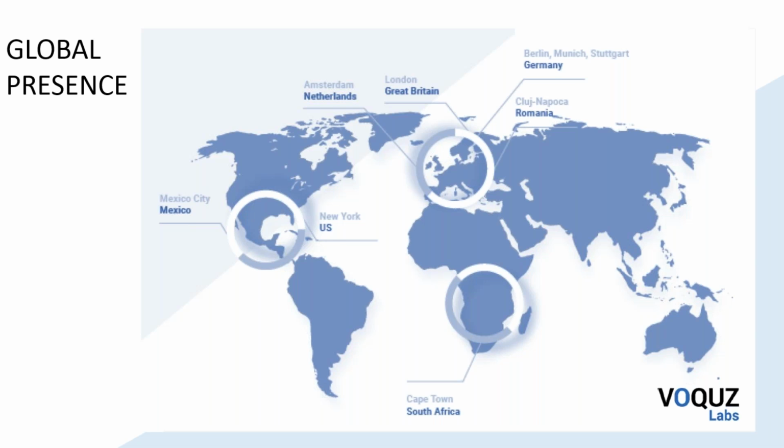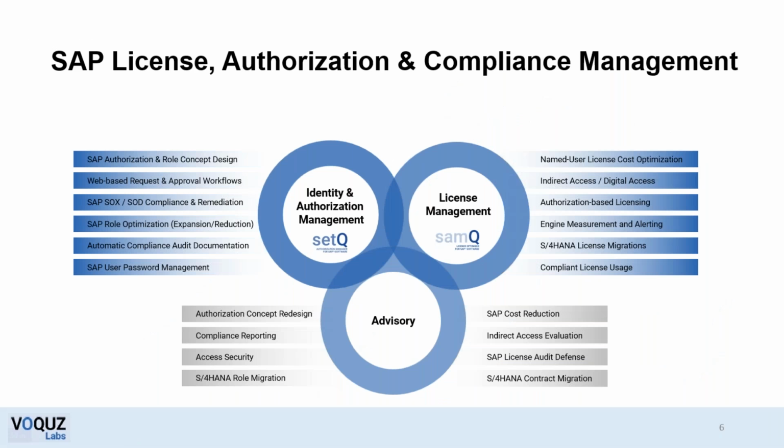But now onto the webinar, and more specifically, a bit more about the product itself. So setQ, which is where we're going to focus on today, specifically looks at how you can manage your identity and authorizations across your SAP suite. We specifically want to drive a single authorization concept, and this is a really important element, especially when we talk about cloud solutions. As part of the suite, we also look at the authorizations and role concept design. We cover things like web-based requests and approval workflows, making it simpler and easier for your users to access the system in a much more efficient way.